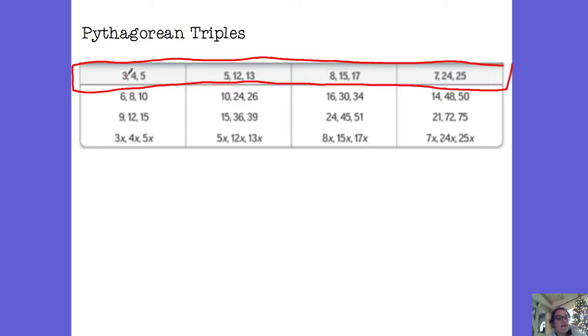So some common Pythagorean triples, ones that are beneficial for you to memorize, are 3, 4, 5, 5, 12, 13, 8, 15, 17, 7, 24, and 25. And obviously the two short sides, the two smallest numbers represent the legs, and then the longest one is the hypotenuse. So leg, leg, hypotenuse.